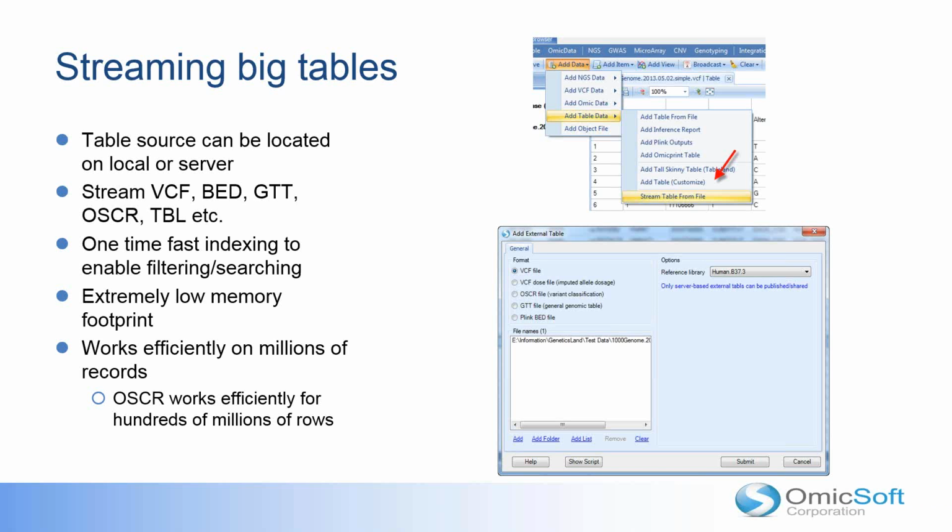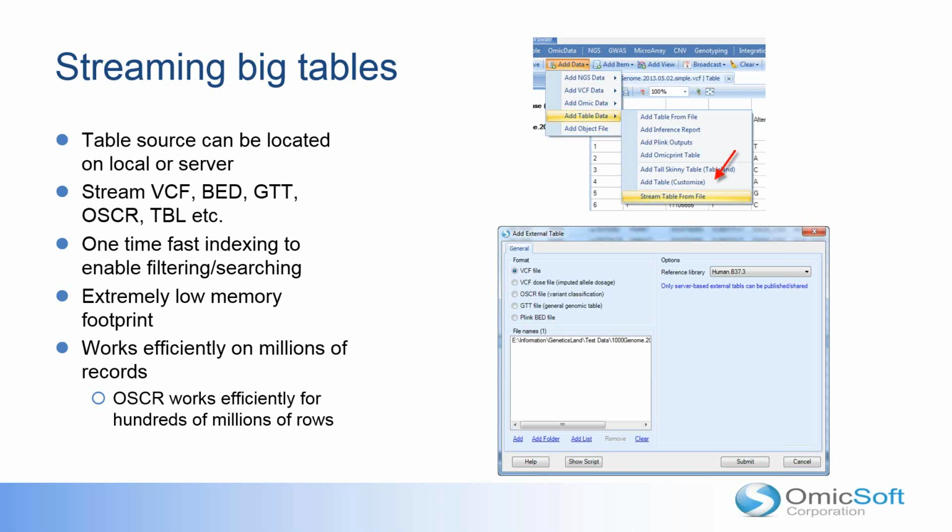Extremely low memory footprint. Otherwise, with 150 million rows, you can easily crash RStudio or the computer, no matter what you do. So OSCR in particular is extremely efficient on everything.